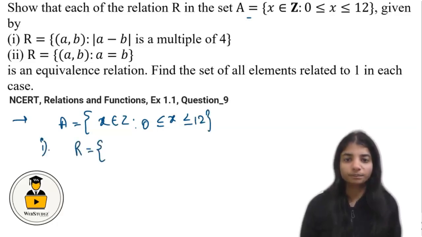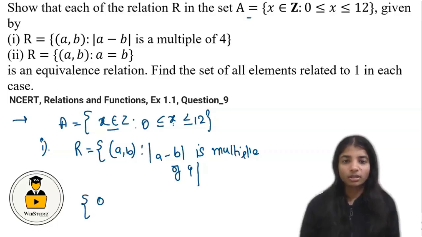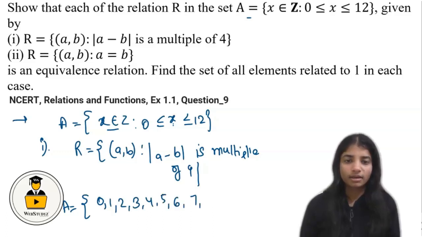The relation is R such that (a, b) such that mod of a minus b is a multiple of 4. So this is the first relation we are given here. We are considering the set A where x belongs to integers and the value of x is from 0 to 12. So the set A is equal to 0, 1, 2, 3, 4, 5, 6, 7, 8, 9, 10, 11 and 12. So this is our set A.